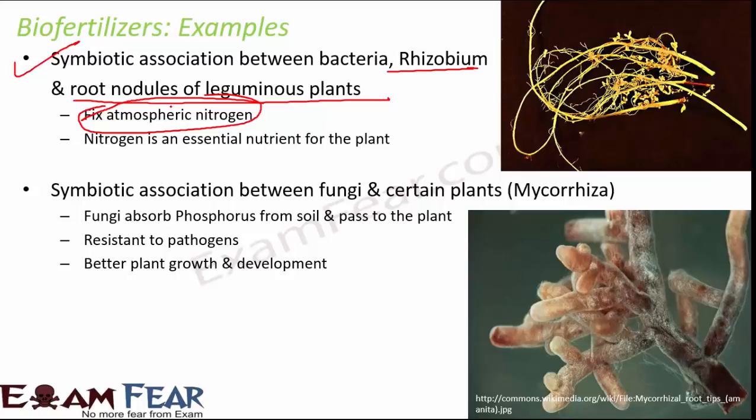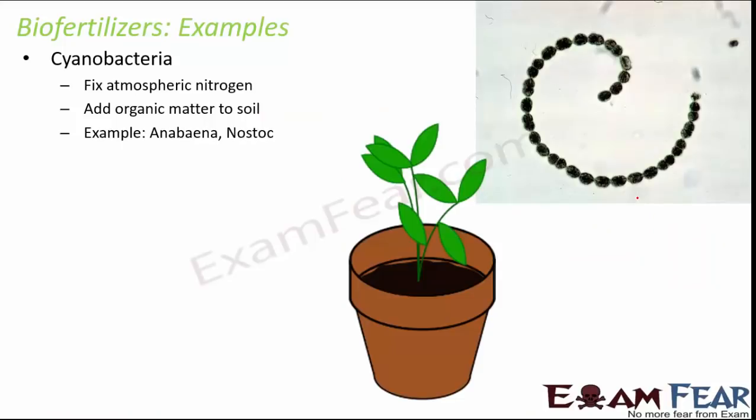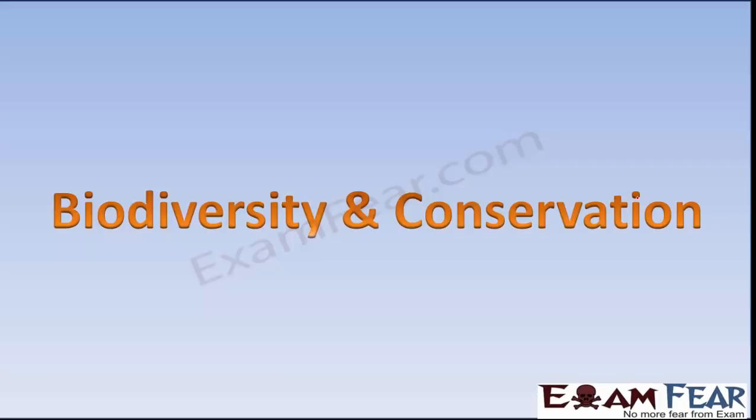Similarly, the symbiotic association between fungi and certain plants, which is called mycorrhiza, also improves the soil fertility, because these fungi absorb phosphorus from the soil and pass it to the plant. It is also resistant to pathogens, with better plant growth and development. So they also act as biofertilizers. Cyanobacteria also fix atmospheric nitrogen and add organic matter to the soil, like Anabaena and Nostoc. So you should know examples of all these bacteria or microbes which act as biofertilizers. You should know their specific names.